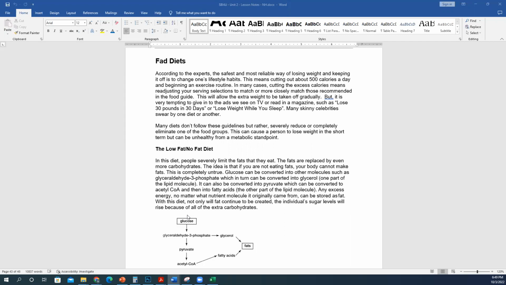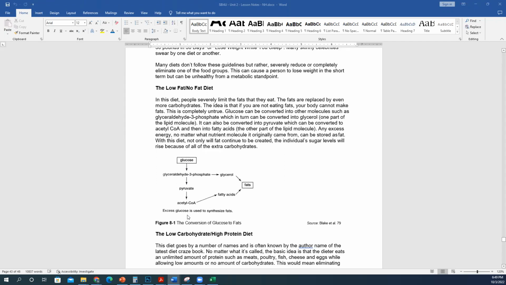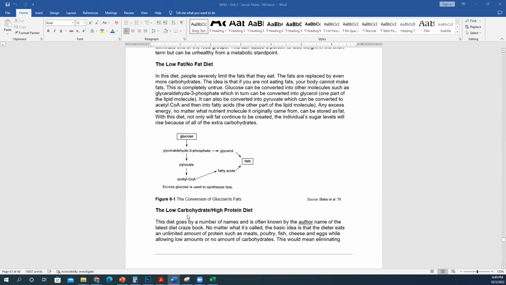So one of the fad diets that you may be aware of is the low fat or no fat diet. In this diet, people really severely limit the fats that they eat. And the fats get replaced with, you guessed it, even more carbohydrates. The idea being that if you're not eating fats, your body can't make fats. And I hope you know, having looked at cellular metabolism, that this is completely untrue.